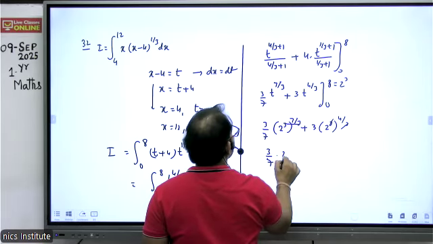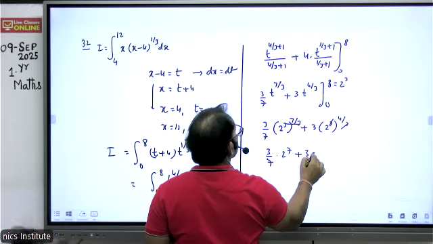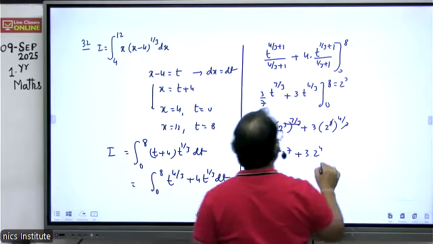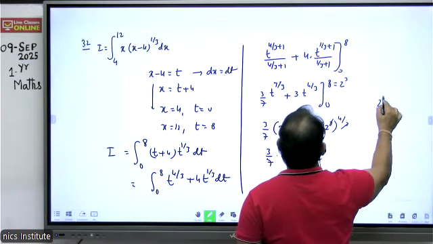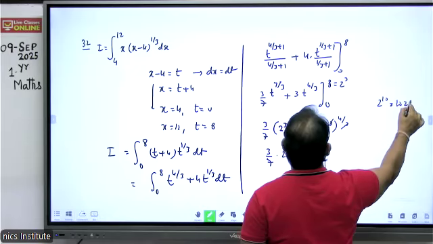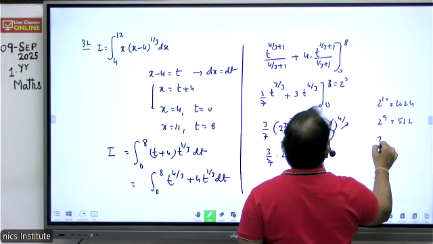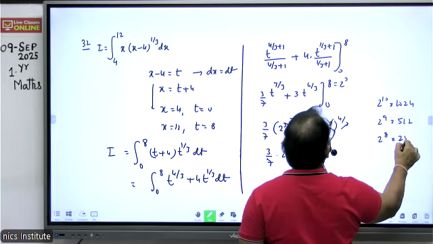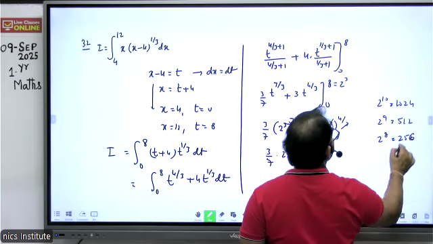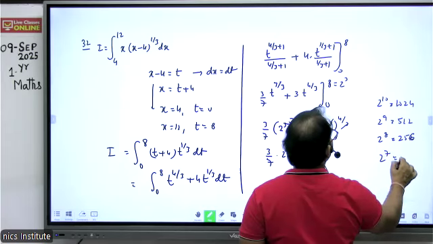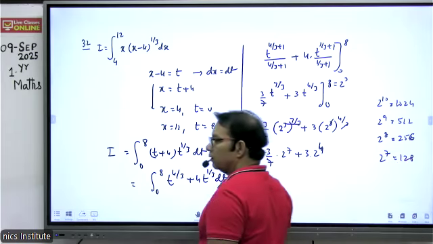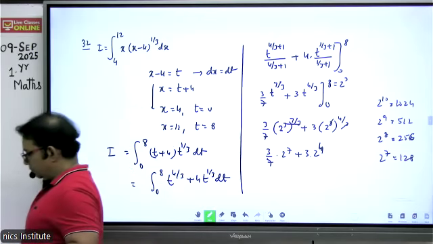2 raised to power 7. And this is 2 raised to power 4. 2 raised to power 10 is always 1024. Remember this. Divide by 2, 2 raised to power 9 is 512. Divide by 2, 2 raised to power 8 is 256. And 2 raised to power 7 would be 128. And that's how you get your answer.